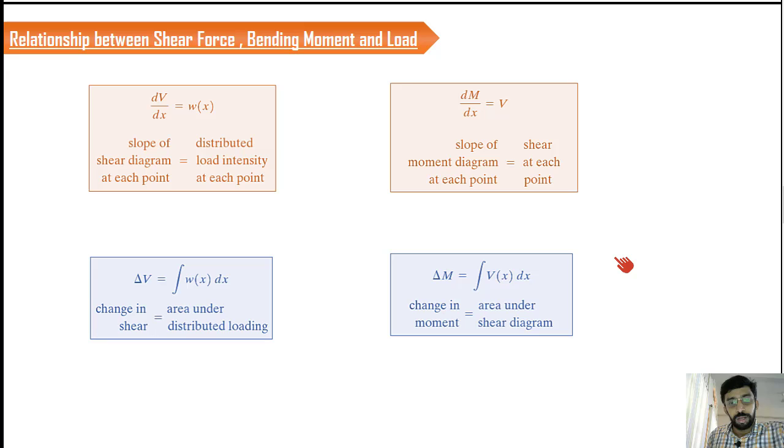So I have told you that dM/dx, the slope of the shear force diagram at each point, will give you the distributed load intensity. Similarly for the bending moment diagram. And if you integrate to find the value of delta V, we can say that it is w(x) dx. So this is an alternative way of expressing the system. If you want to find out the net shear force, you calculate the area under the distributed load. Similarly, if you want to calculate the change in moment, you calculate the area under the shear force diagram. These are two alternative ways of explaining the relationship. So this is a very important relationship we have to keep in our mind.